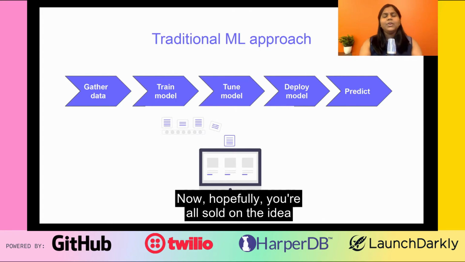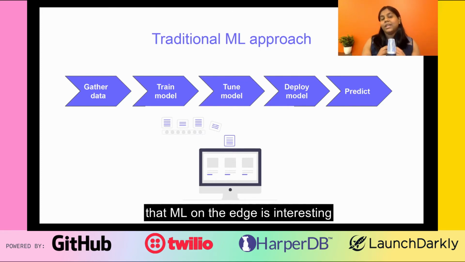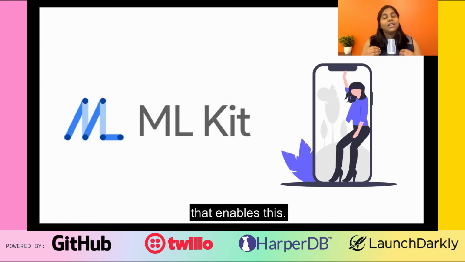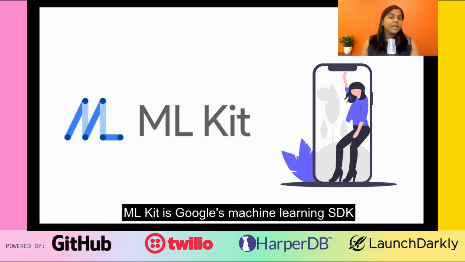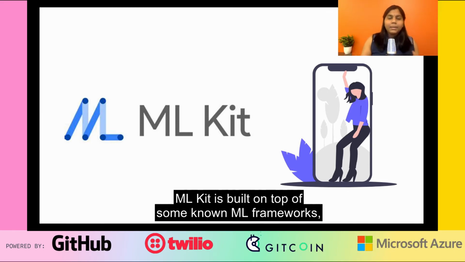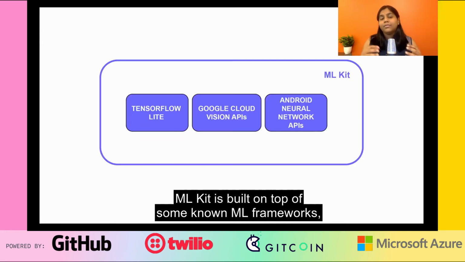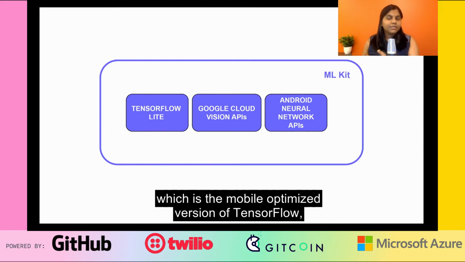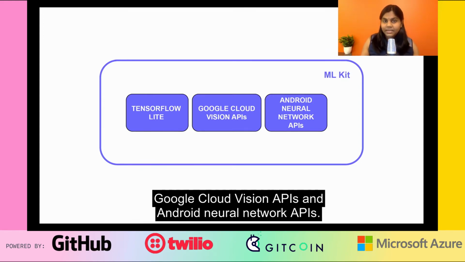Now, hopefully, you're all sold on the idea that ML on the edge is interesting and want to know more about it. And today, we will see one such technology that enables this, MLKit. MLKit is Google's machine learning SDK for mobile developers. It is cross-platform and can be supported on both Android and iOS. MLKit is built on top of some known ML frameworks such as TensorFlow Lite, which is the mobile optimized version of TensorFlow, Google Cloud Vision APIs, and the Android Neural Network APIs.